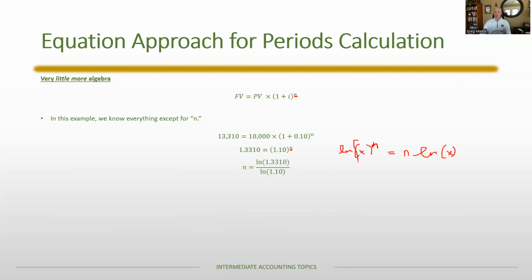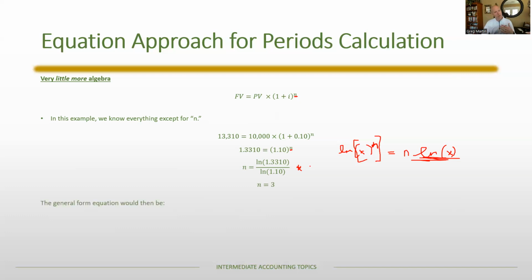We can move the n out in front, and that's essentially what we do. Then we just divide both sides by the natural log of 1.1 in this case. But again, this algebra is not what we're going to be testing you on. I just want to be very clear: we are not testing on this algebra. I wanted you to see where the algebra came from. Of course, when we solve that, we do get n equals 3.